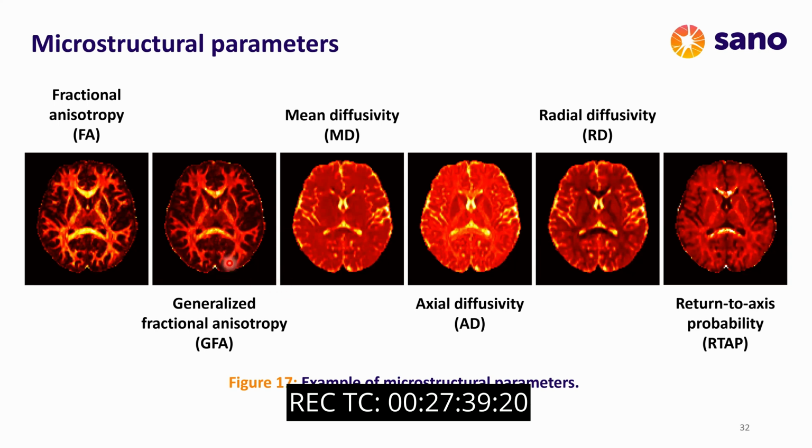The generalized fractional anisotropy is a very similar measure, but to calculate this, we are using the diffusion coefficients from a whole set of discrete directions. And when we are calculating the fractional anisotropy, we are using only the diffusion coefficients corresponding to eigenvectors of a diffusion tensor. The mean diffusivity measures the average molecular motion regardless of the tissue directionality. Axial diffusivity is a parallel diffusivity measure, radial diffusivity, the perpendicular diffusivity measure. And lastly, the return to axis probability reflects the presence of restrictive barriers in the axial orientation.